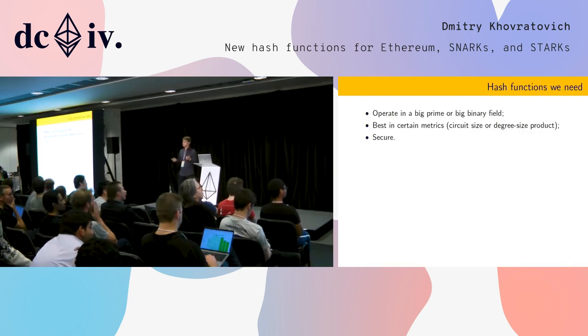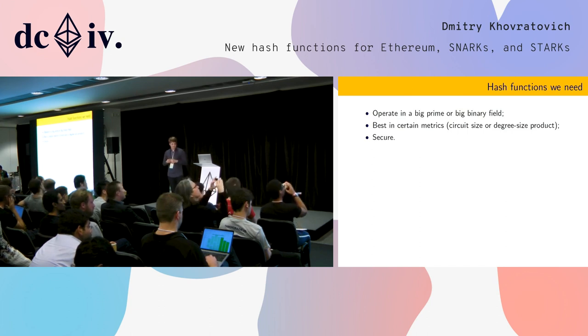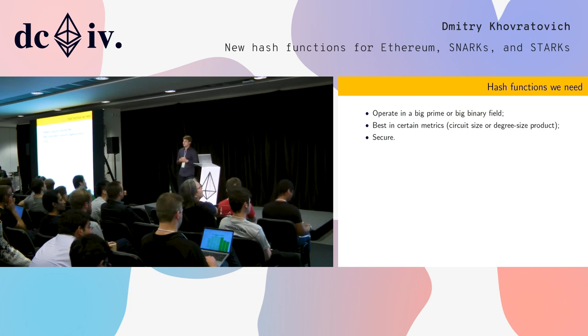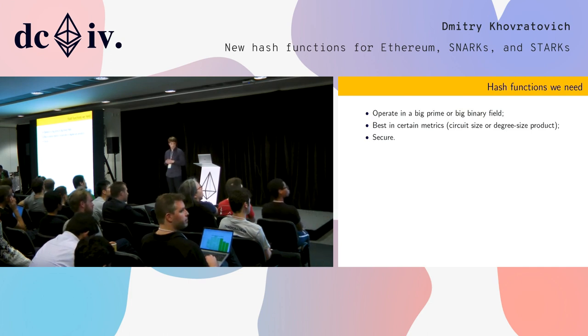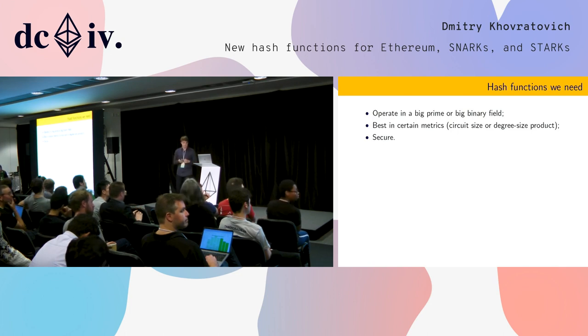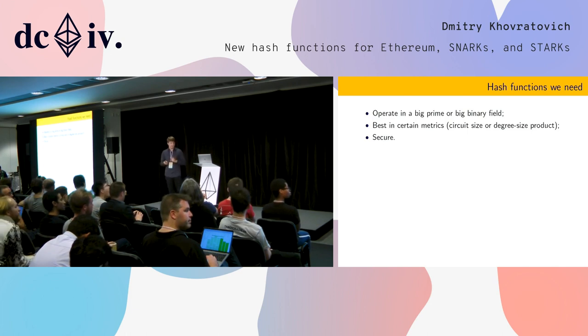So the question that should have been put when SNARKs and STARKs were designed, the cryptographic community kind of missed this question, this requirement, that there is a need for hash functions that operate in big prime fields or big binary fields that are best in certain metrics, like circuit size or degree-size product, like in STARKs, and that they are, of course, secure, because the first two are easy to construct. It's difficult to create a secure one.